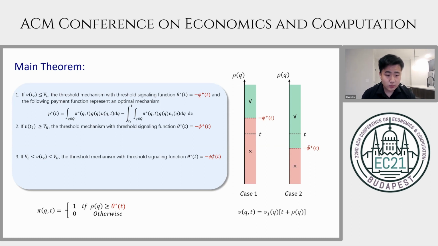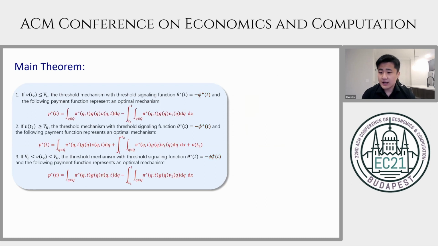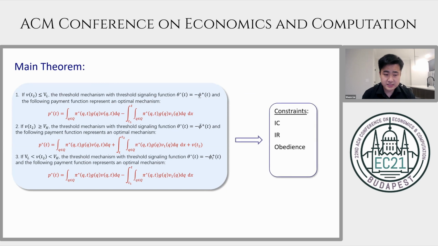Recall that we have v(q,t) equals v1(q) times t plus rho(q). If the seller always wants the buyer to make the right decision, the seller will recommend the action based on t. However, it is proved in our theorem that this is not optimal. And the last part is the payment function, which is mainly used to ensure the IC, IR, and obedience constraints.